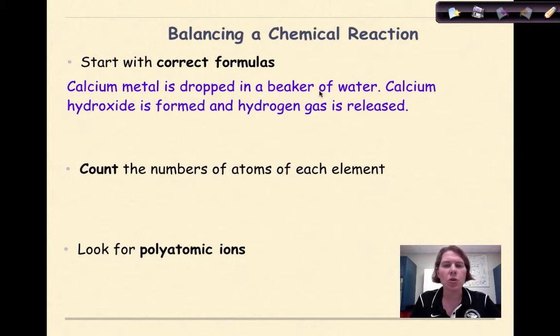So let's look at this reaction right here. Calcium metal is dropped into a beaker of water. Calcium hydroxide is formed and hydrogen gas is released. Let's see, what am I going to write here? So calcium metal, that's represented as Ca. So metal by itself is dropped into a beaker of water. I'm going to say that's going to require a plus sign. I know the formula for water, H2O. Then it says calcium hydroxide is formed, which means I need an arrow because that's indicating that calcium hydroxide is a product, and hydrogen gas is released.